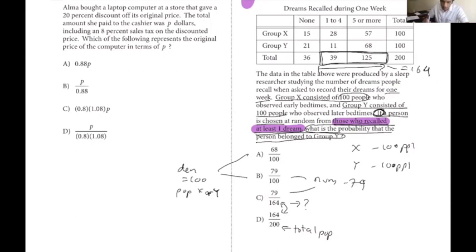Yeah. So now I know that's my total sample space from which I need to choose the answer. So then I looked at, let me pause it, how many of those are in group Y? So basically the second row, from 1 to 4 are 5 or more. So that's 11 plus 8. So I did 79 by 164.